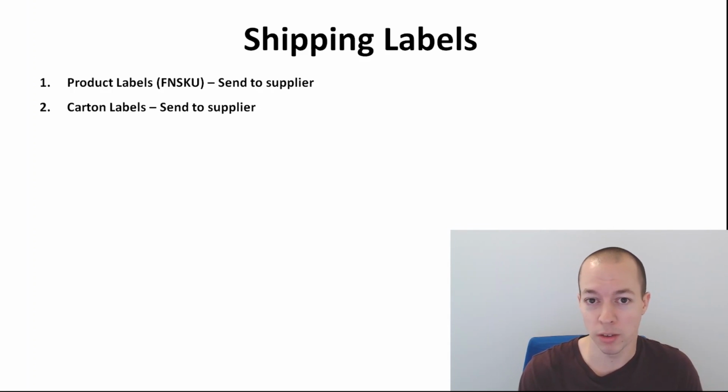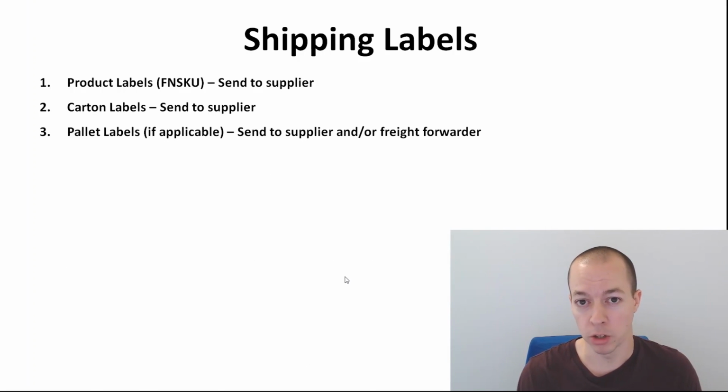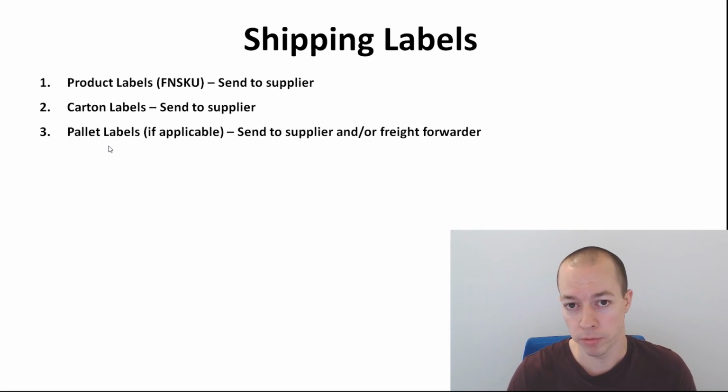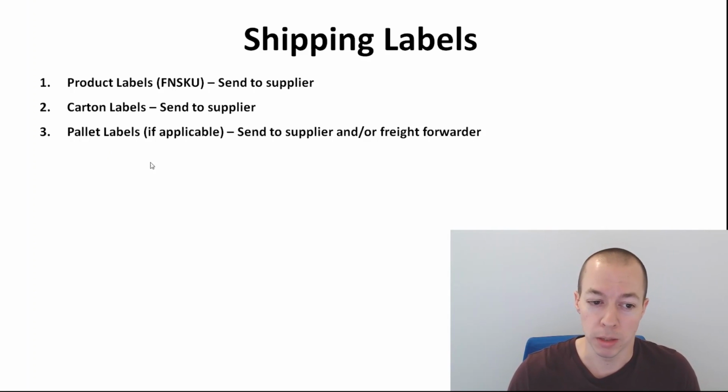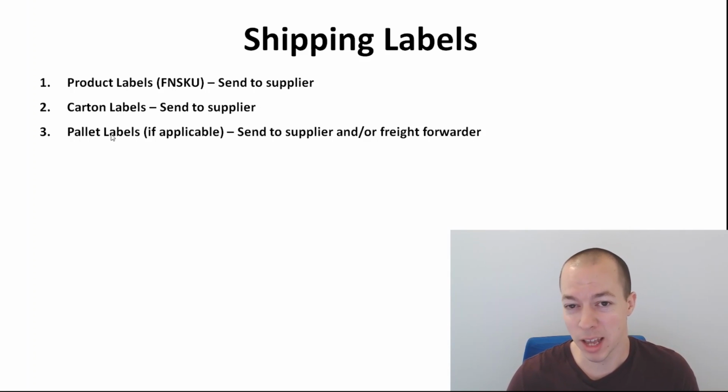Say you've got 20 products per carton, then you'd need 20 individual labels to go on each individual product, and then you'd need 1 carton label for the overall box. There's also, if you've got a big shipment, and generally if you're using a freight forwarder, because people that send big shipments via UPS and DHL, for example, may not be using pallets, so they might only need product and cartons. But generally, if you're using a freight forwarder who is using pallets, then you will need pallet labels as well. So you send your product and carton labels to your supplier, and your pallet labels, if applicable, you can send to your supplier.